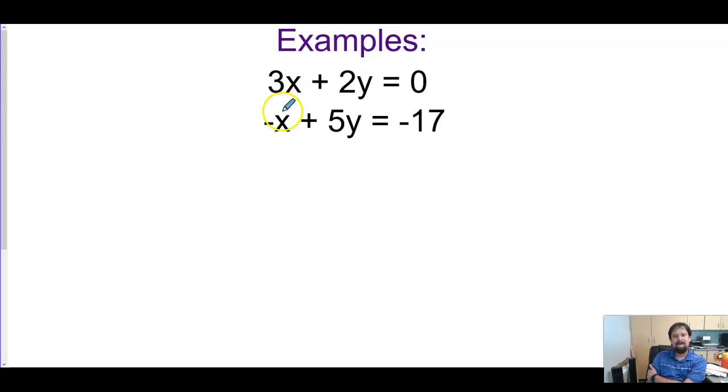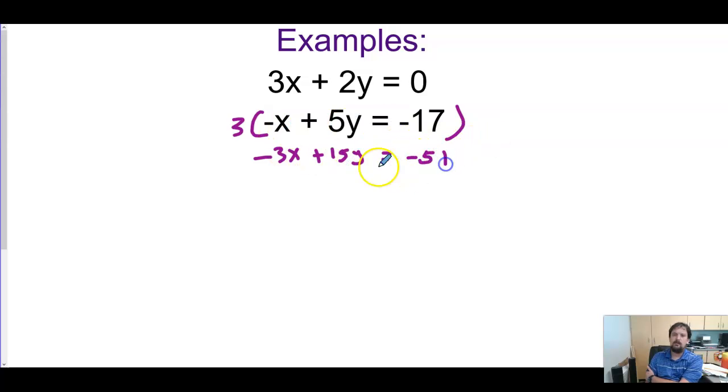Okay, on this one, looks like I have a negative 1 and a 3. Well, if I times this by a 3, it would turn into a negative 3, which would then be eliminated. So I'm going to go ahead and multiply this bottom equation by 3. 3 times negative x is negative 3x. 3 times 5 is 15y. And 3 times negative 17 is negative 51. I just inflated this, so I don't need to keep this one.